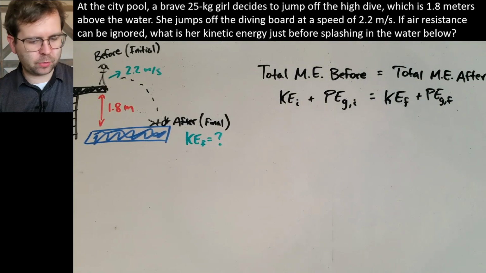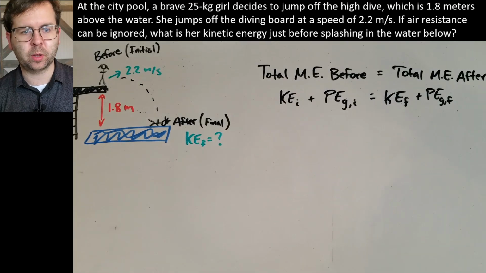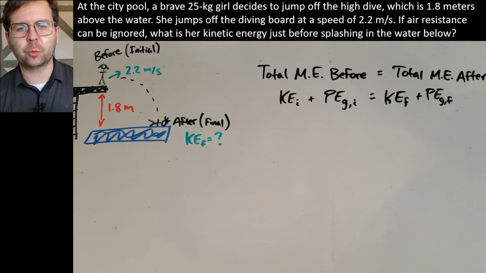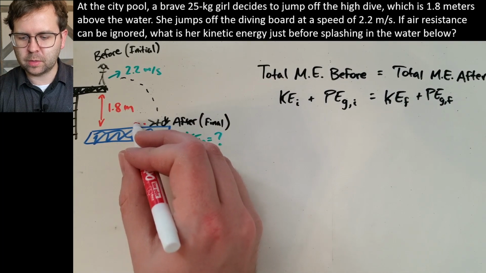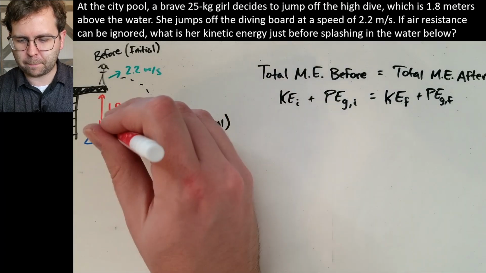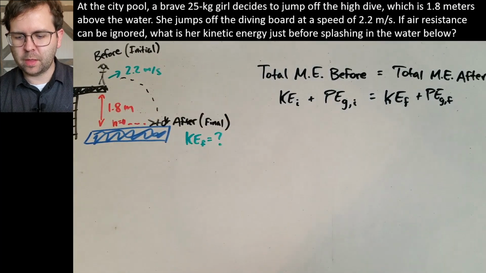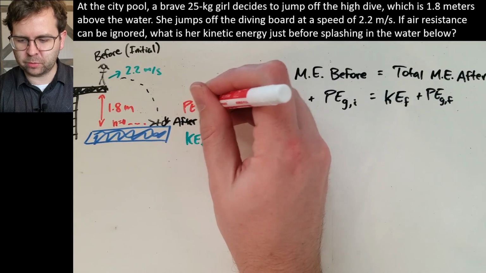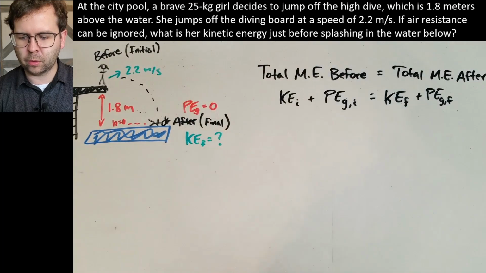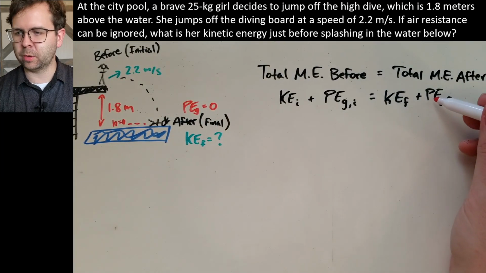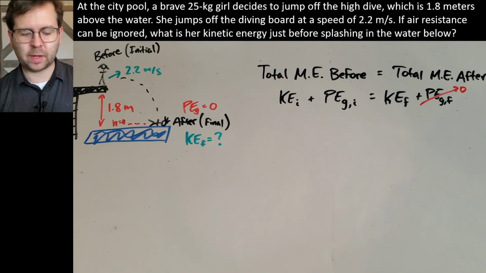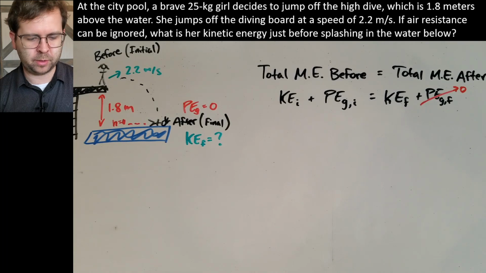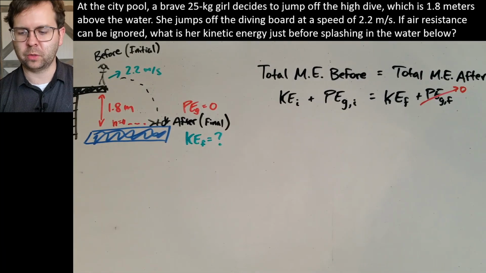Okay, we can also make another conclusion based on the information we're given here. When you see words like just before striking the ground or just before splashing in the water below, we're assuming that at this location right here, the height of the girl is 0. And that lets us say that the potential energy of the girl right here at the end is 0. That's important because it helps us get rid of this term completely. So it simplifies our equation a little bit.